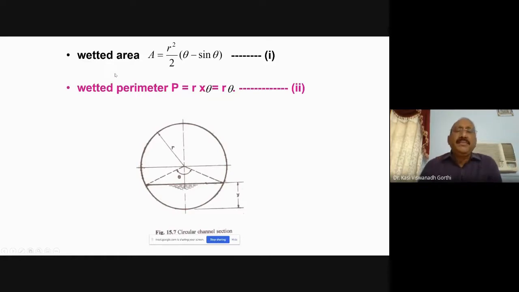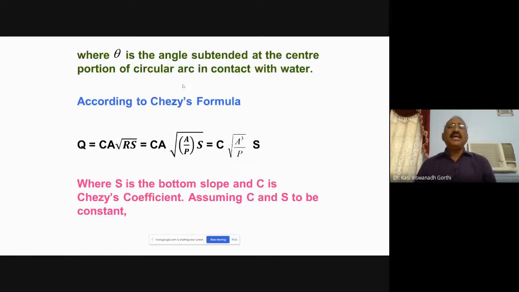Similarly, wetted perimeter would be the length of the arc subtended. So included angle theta, R into theta gives you the wetted perimeter. Now you have got two equations, wetted area as well as wetted perimeter. Theta is the angle subtended at the center of the circular arc which is in contact with water.